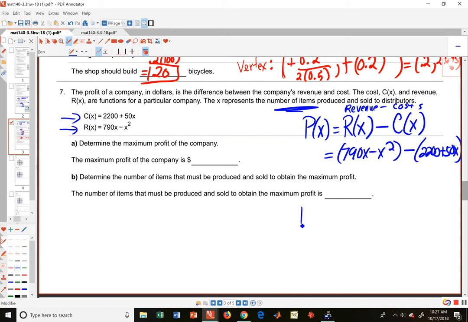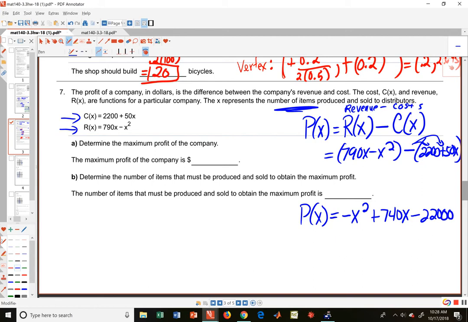Okay, so right now what we have is our profit function, and let me rearrange it a little bit. So I'm going to put the negative x squared up front. That negative distributes, it hits the 2200 and the 50x, so you get negative 50x, you have a positive 790x, so overall you have a positive 740x for your middle term. And then your constant term is just the negative 2200.